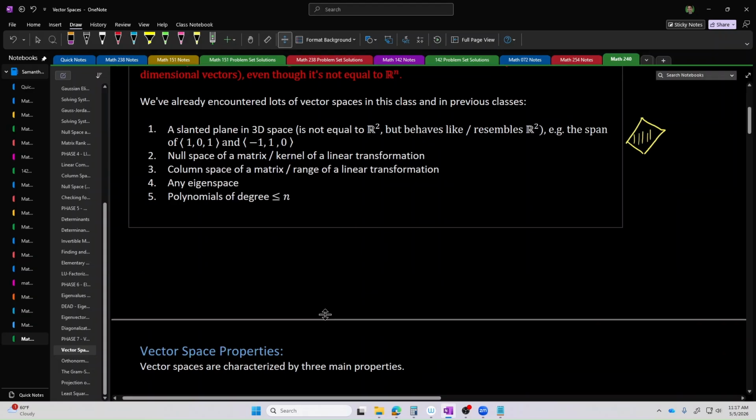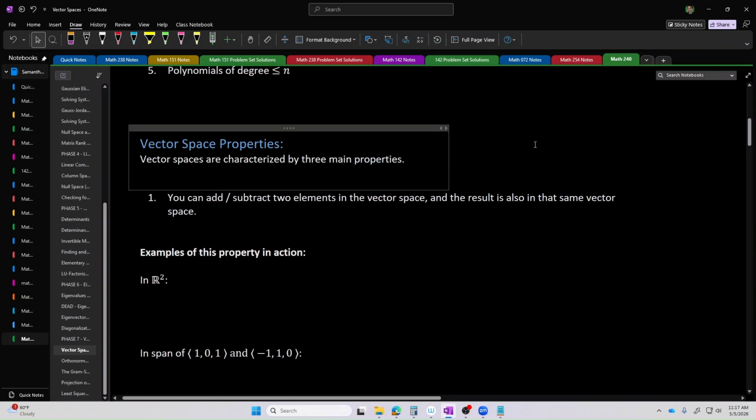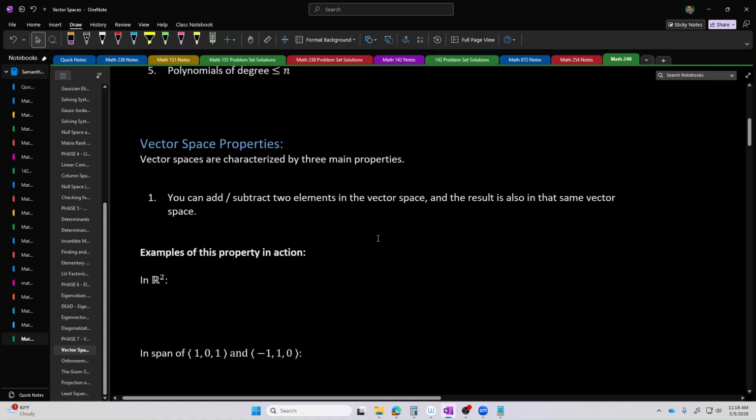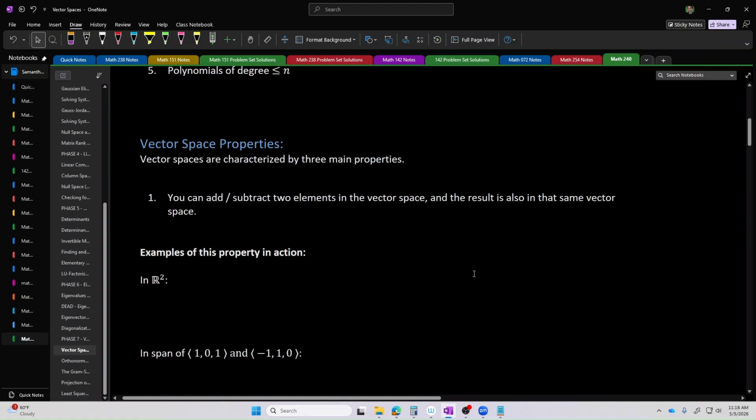Now, when you're dealing with a set and you're trying to determine whether this is a vector space or not, you should understand vector spaces as being characterized by three main properties. The first property of a vector space is that you can take two elements in the vector space and add them together or subtract them. And when you add or subtract the two elements, the result is also in that same vector space.